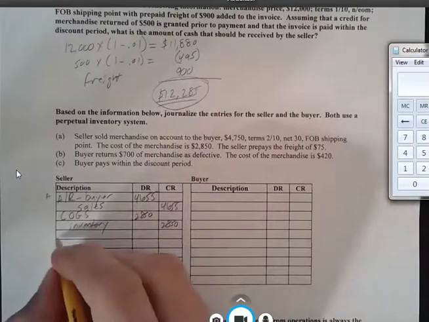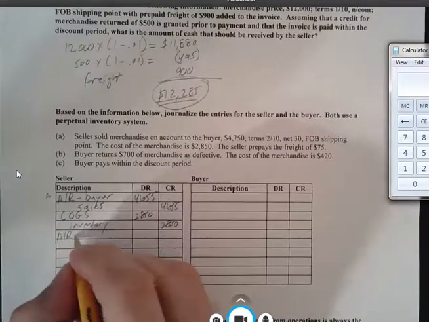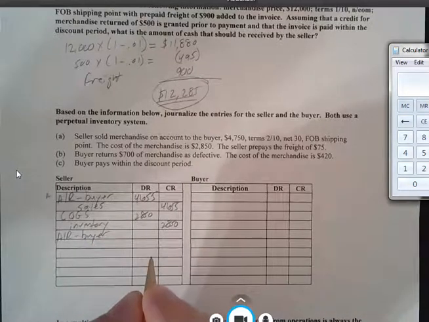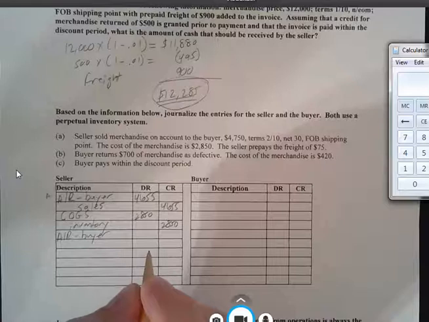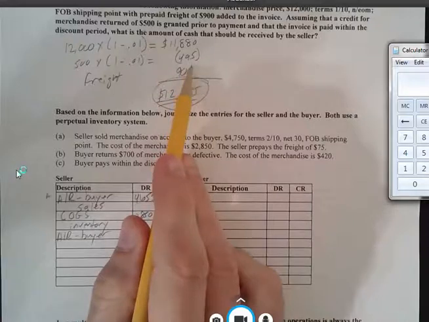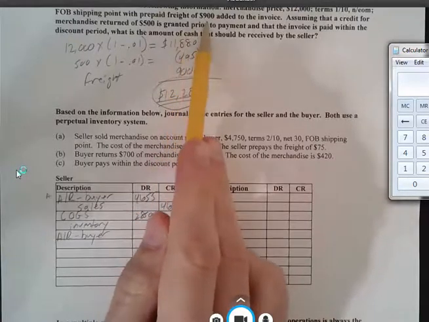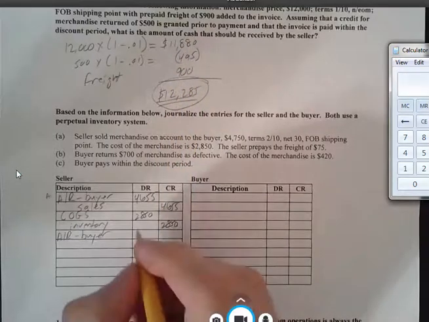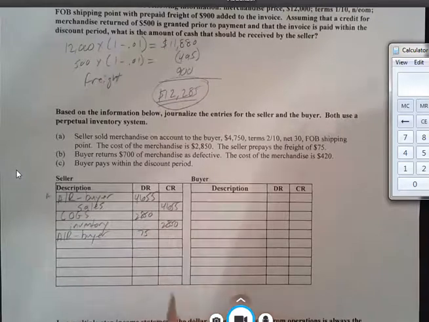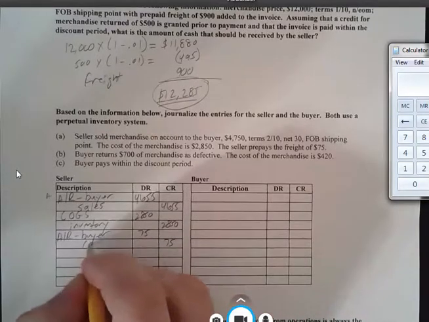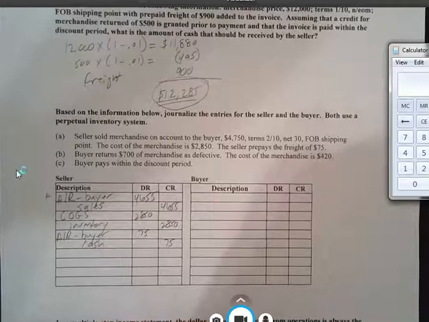So what we're going to do is add that to the account receivable that the buyer owes us, because it says that the seller prepays it. If we look right up here, we acknowledge that the seller prepaid the freight of $900, and they are eventually going to get that back. So we're going to add $75 to the accounts receivable that the buyer owes us, and since we prepaid it out of cash, we're going to credit cash.